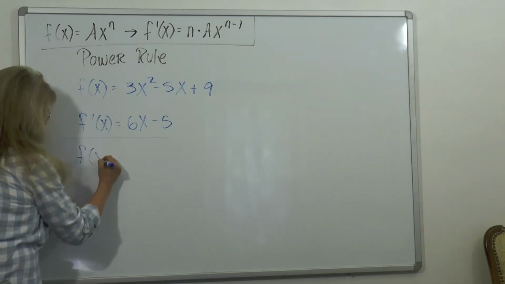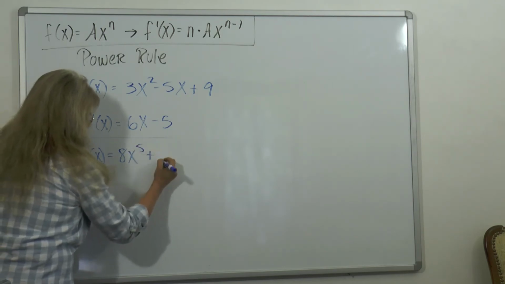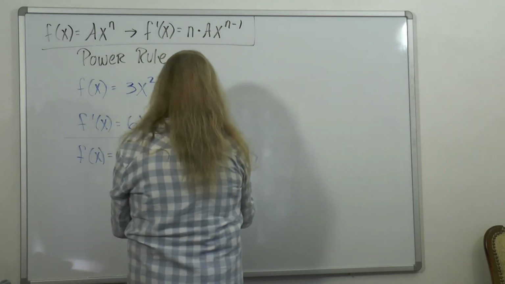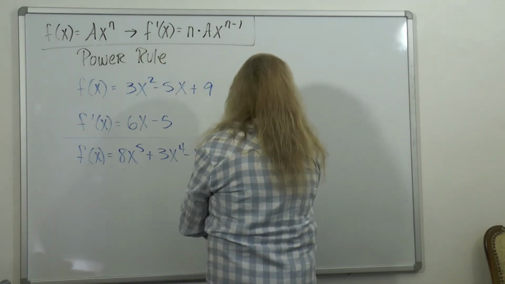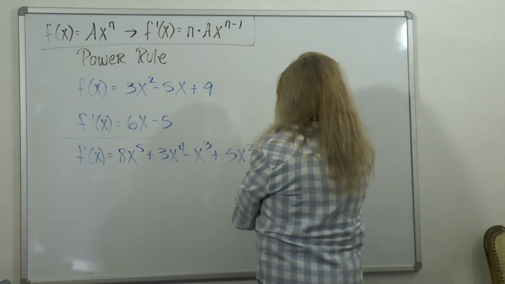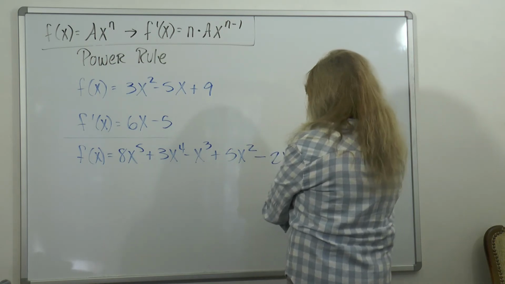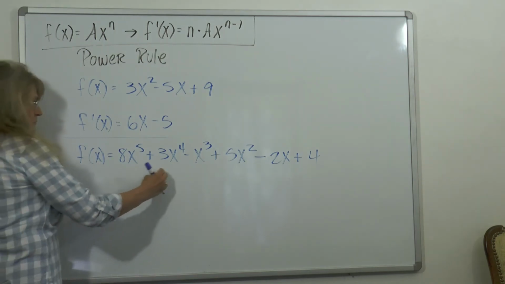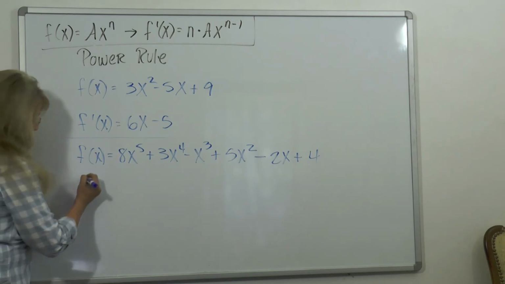Let's do another simple one. 8x to the 5th plus 3x to the 4th minus x to the 3rd plus 5x squared minus 2x plus 4. Okay, so I'm just going to take the derivative of each one of those.